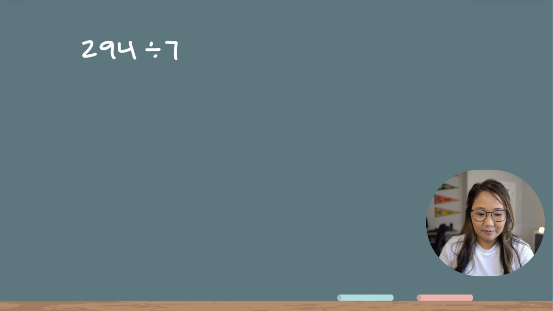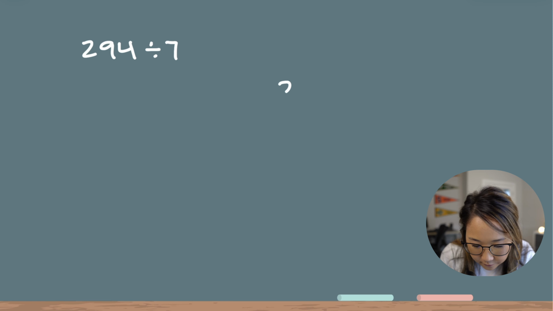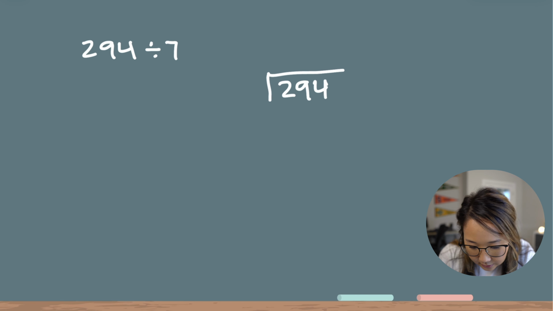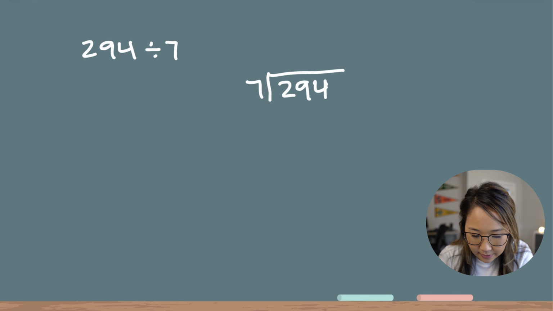Okay, let's get started. I have the first problem on the board. It's 294 divided by 7. So we're going to go ahead and set this problem up. First thing we want to do is identify 294, which is actually called the dividend. That's the number that you're dividing by the divisor. In this case, the divisor is 7. So the 294 goes under your division bar, and then 7 goes in the front.